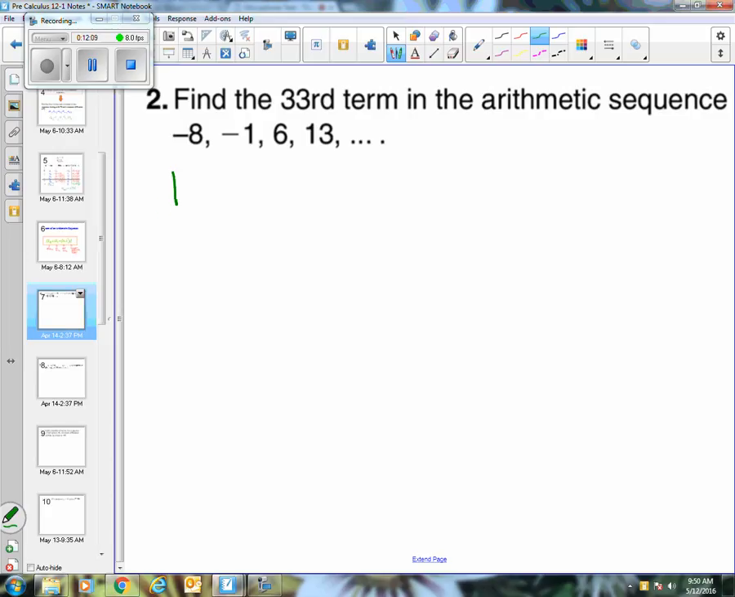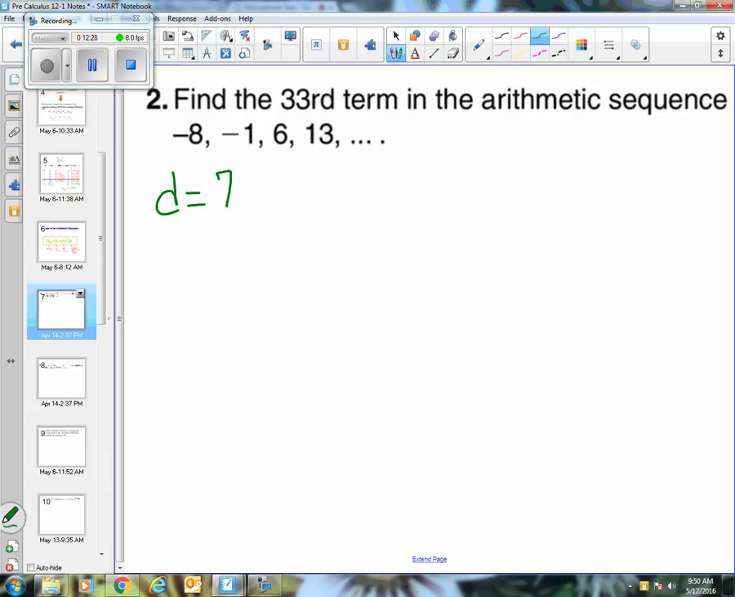So first thing I'm going to do is figure out what this common difference is. It looks like we're going up by 7 each time. And again, remember, you can count up, and that's cool. Otherwise, you can subtract, right? 13 minus 6, 6 minus negative 1. You can count up how many you need to go from -8 to negative 1, however that works for you, but make sure you can come up with that common difference.